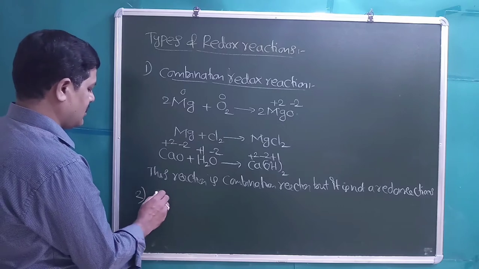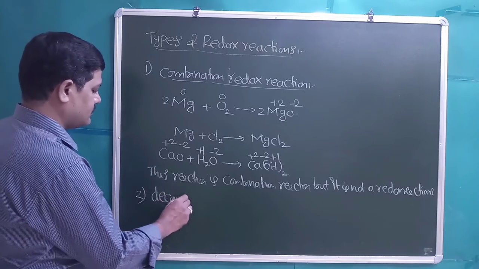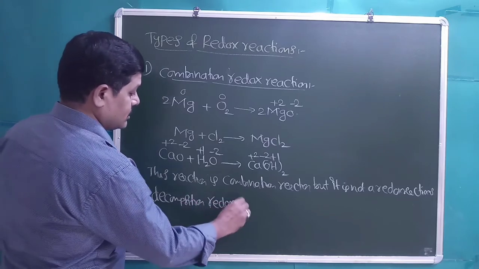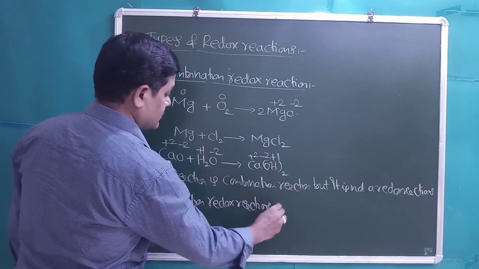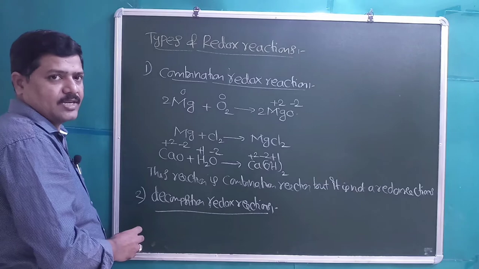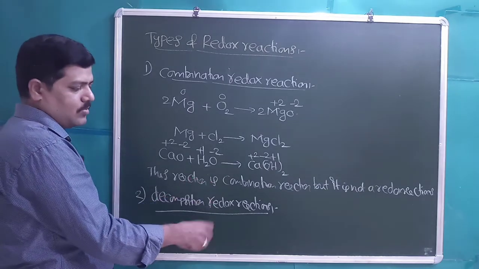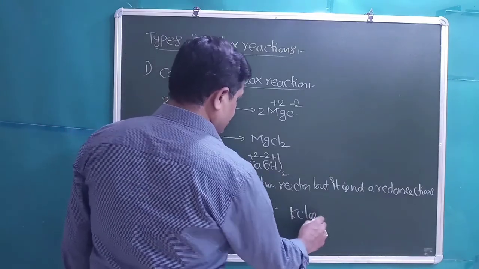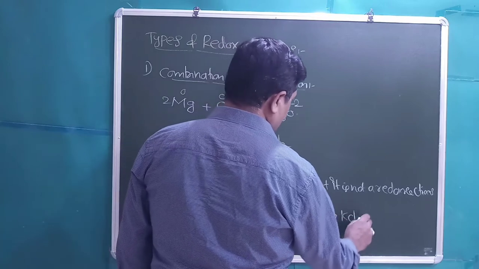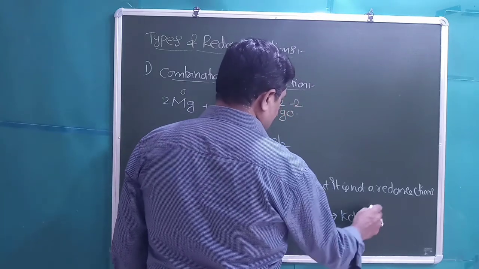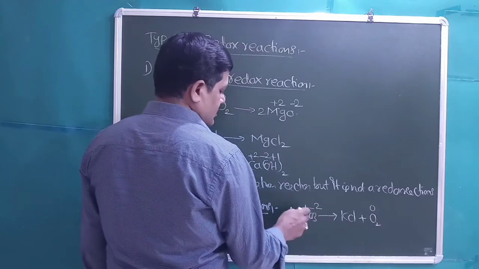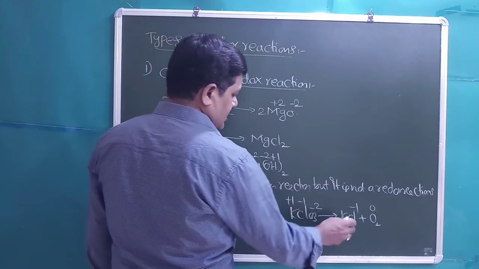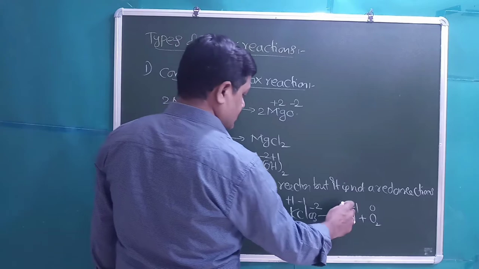Second type of redox reactions are decomposition redox reactions. A decomposition reaction is where a single reactant gives two or more products. Let us take KClO3, and on decomposition it will give KCl plus O2. So oxidation state of oxygen is -2, chlorine is -1, potassium is +1, and here for the K it is +1.